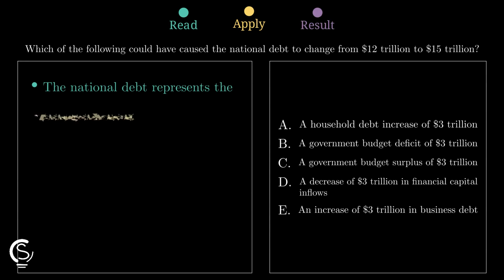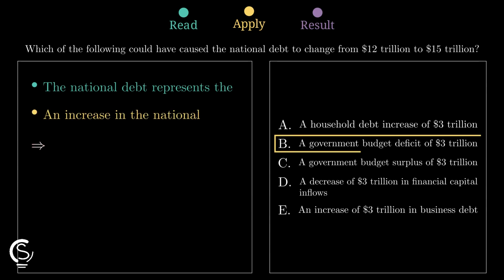Household and business debt differ from national debt. A $3 trillion government budget deficit is the only fitting factor. Option B is correct.